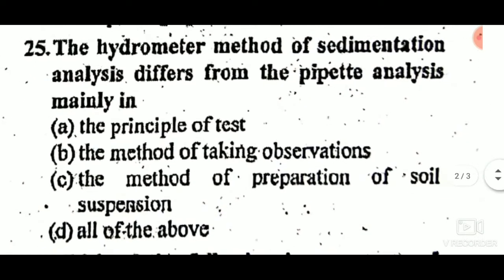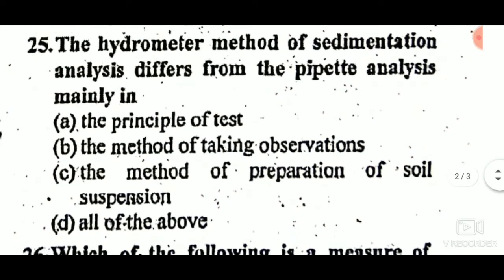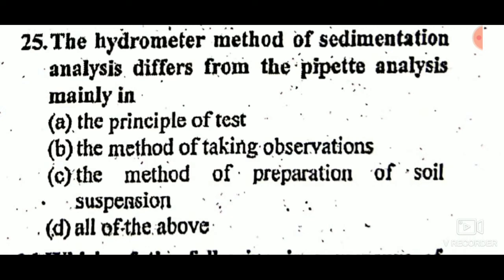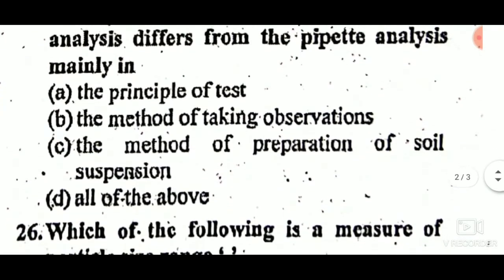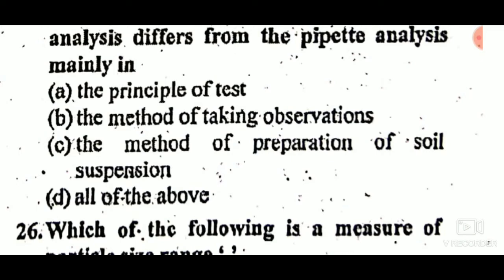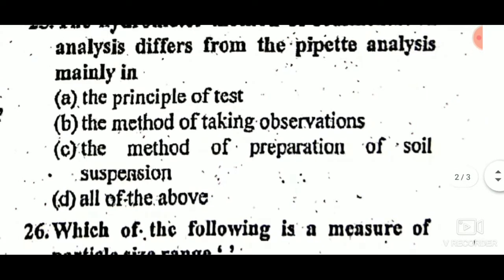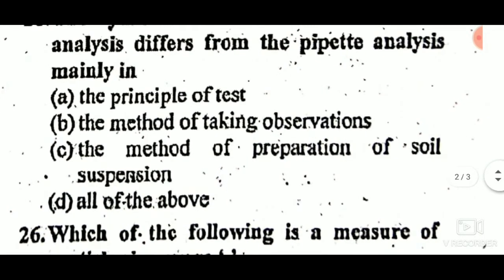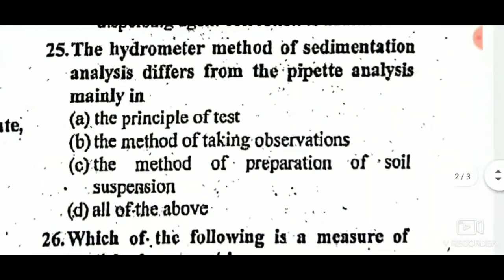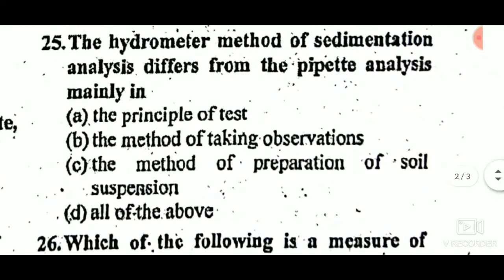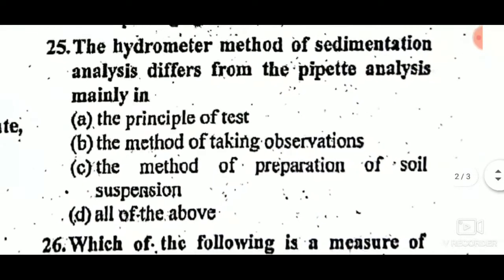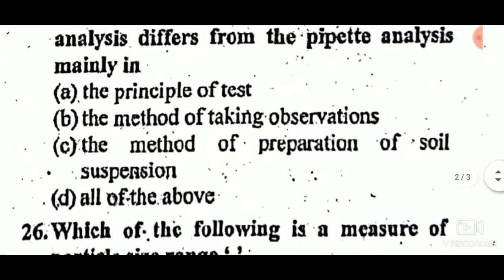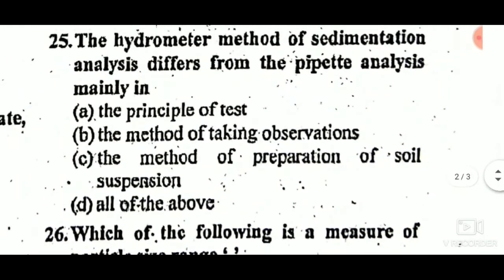Next question. The hydrometer method of sedimentation analysis differs from the pipette analysis method in option A, the principle of test, option B, the method of taking observation, option C, the method of preparation of soil suspension, option D, all of the above. Here pipette analysis is a method of measuring size of small particle. Similarly, the hydrometer method is grain size of fine-grained soil. Both are similar, but the method of taking observations are different. So option B is correct.